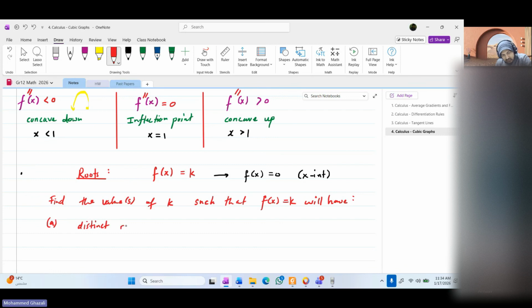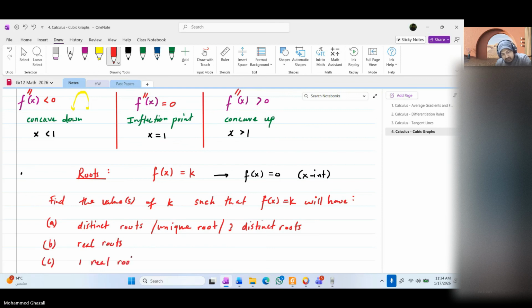Distinct roots, or they say unique roots, means the same thing, or they say three distinct roots. B, each of these mean the same thing, real roots. And C, one real root. Right. So those are the three types of questions that you can get in roots.